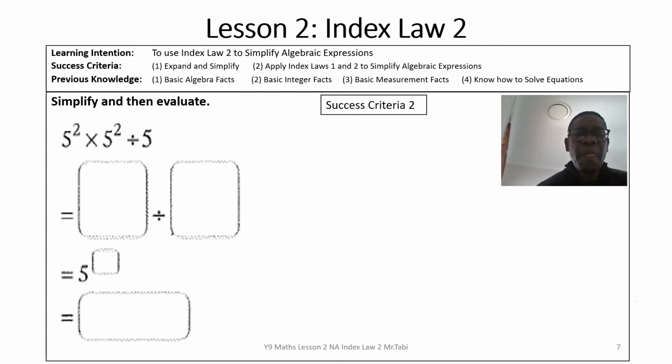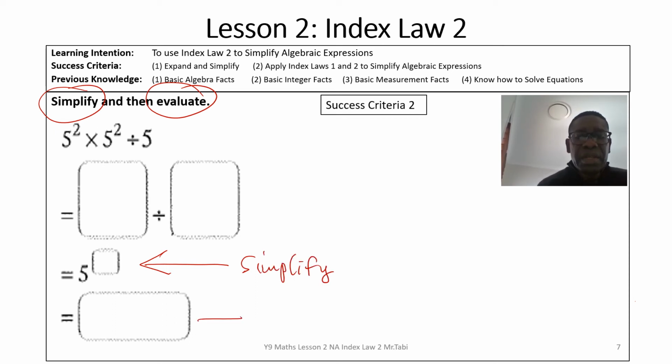Simplify and evaluate. Remember, up to that point, that is simplify, and that is evaluate. So we will need to tidy this part here first. We need to tidy that part first.